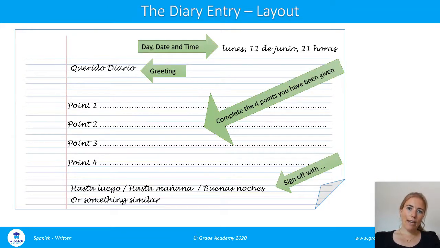Next, we have our layout. So you're going to start off your diary entry with the date in the top right-hand corner. Generally give the day, remember not to use a capital letter, and then the date followed by the time. Querido Diario will be your greeting. Watch your spelling here. And then you're going to have your 4 points. Use either paragraphs or bullet points to make it quite clear when one point ends and the next one begins. And then finally sign off with something like hasta luego or hasta mañana, something similar to that.